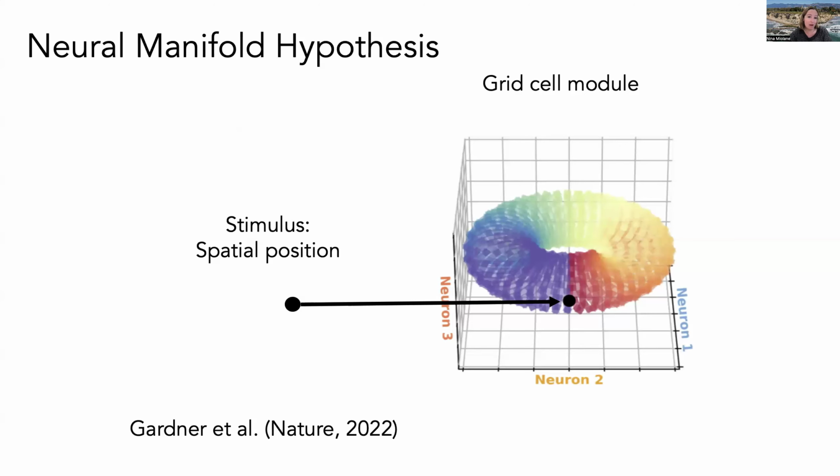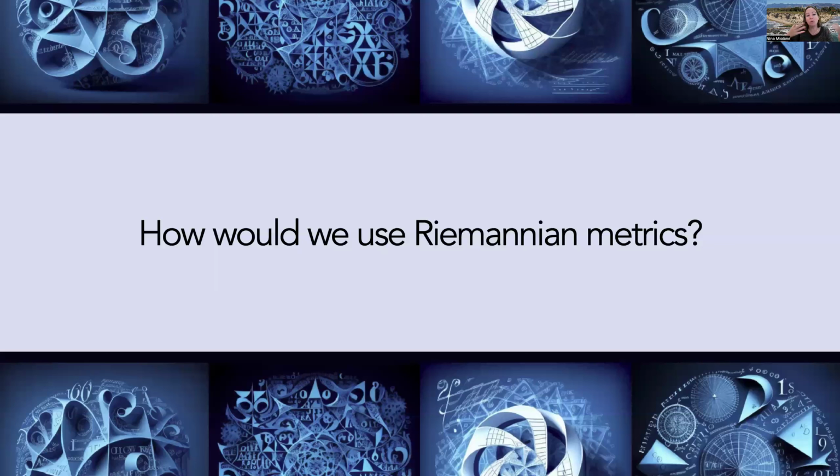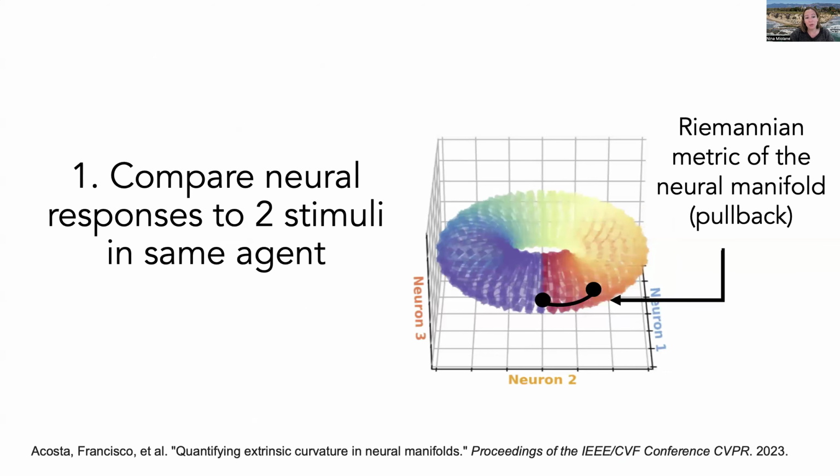Can we use Riemannian geometry? Or how would we use the tool, the Riemannian metrics? The Riemannian metrics can serve 4 purposes. First, we can use it to compare quantitatively the response in the same agent, in the same neural manifold, to 2 different stimuli. For this case, we would use a Riemannian metric called the pullback Riemannian metric.